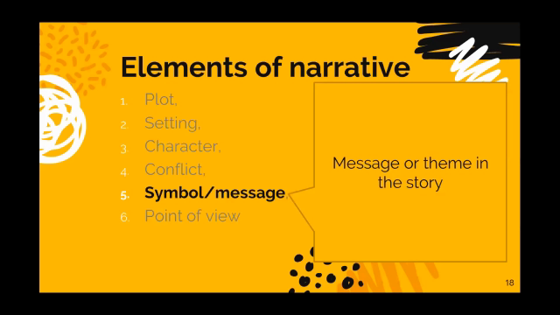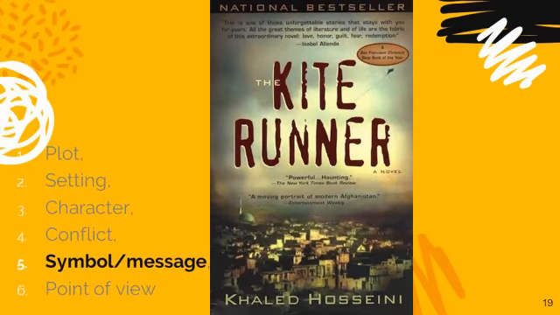The fifth element is symbol or message. It can refer to the message or theme in the story. For example, the symbol or message in The Kite Runner, written by Khaled Hosseini, is about guilt, friendship, forgiveness, loss, desire for atonement, as well as the desire to be better than before.